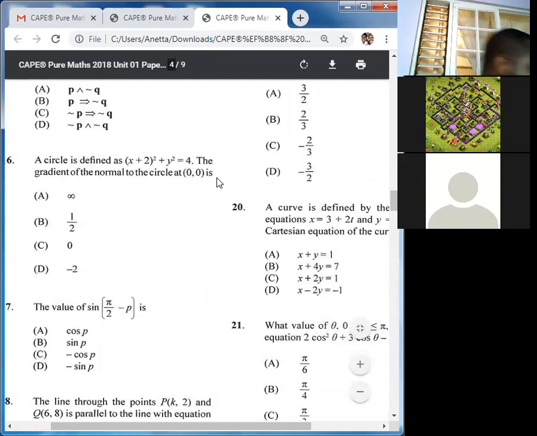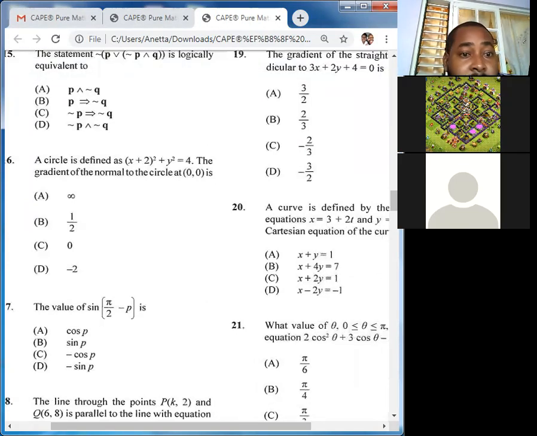All right, so question 16. A circle is defined as such. The gradient of the normal to the circle at 0, 0 is 1. Gradient to the normal. I want to answer 15. Sir, I want to answer 15. You did answer 15? No, we're going to that now. But you are talking about 16.